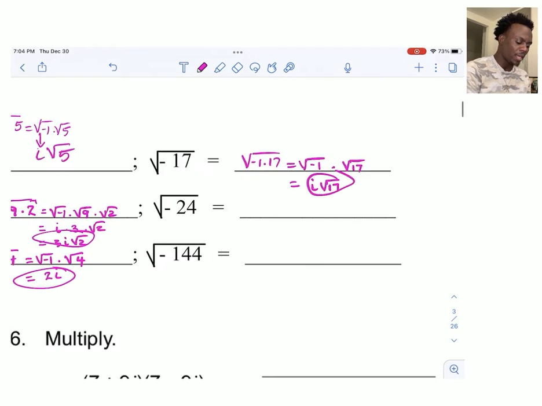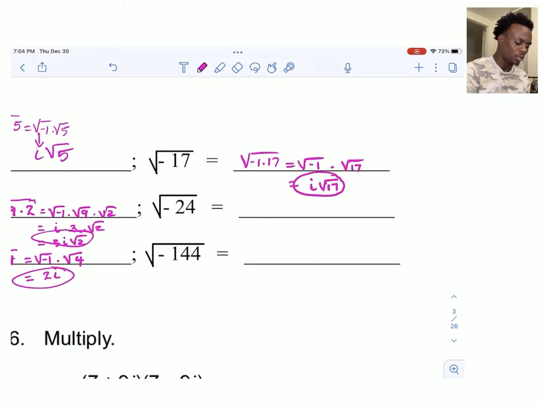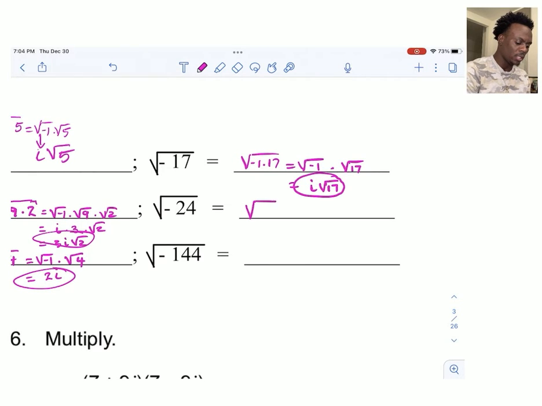Square root of -24. I think we can have a perfect square in 24. So that is square root of -1 times square root of 4 times 6. Square root of 4 is 2. Square root of -1 is i. And square root of 6 is not a perfect square. So that's 2i square root of 6.